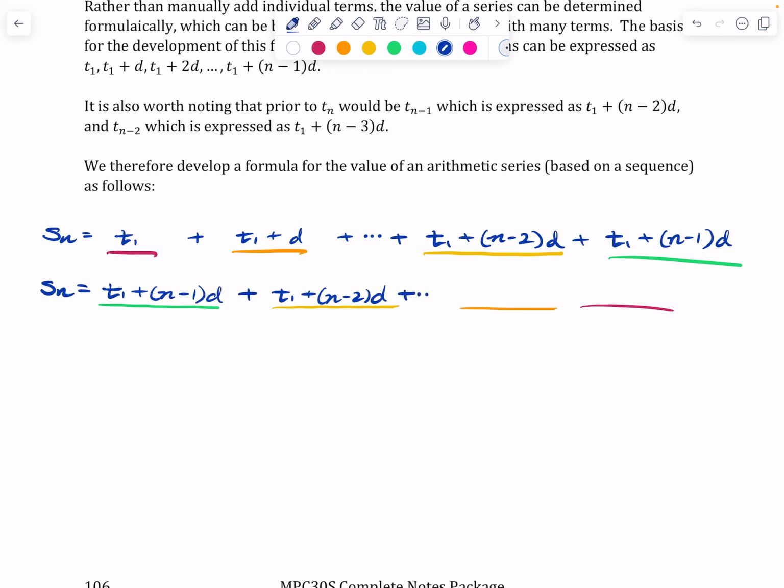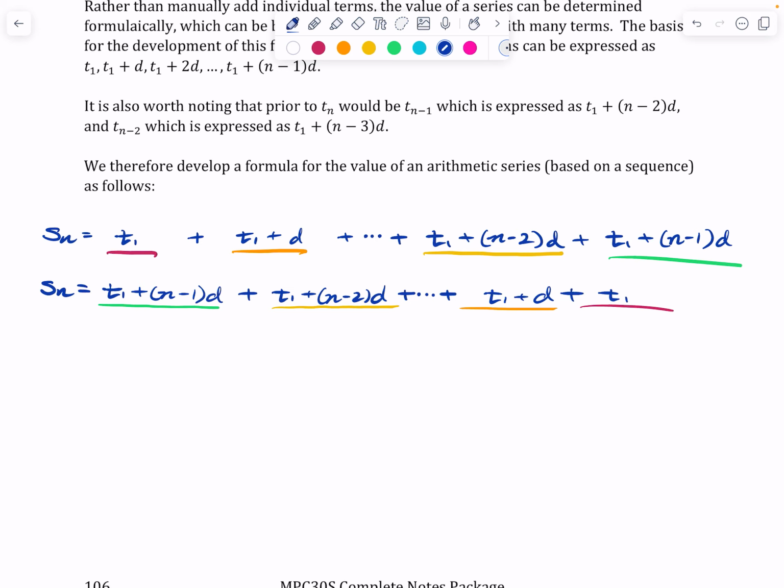And we keep going, and so on, so forth. Then underlined in orange here was T1 plus d, so we'll put that in there. And then underlined here in red was T1 itself. So these represent the same thing, just in a different order.